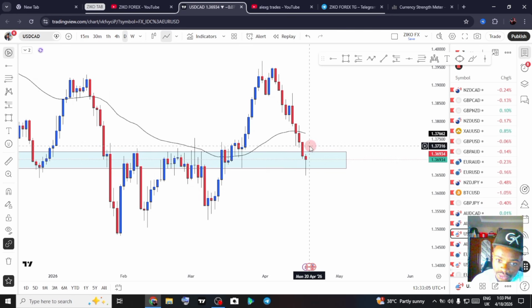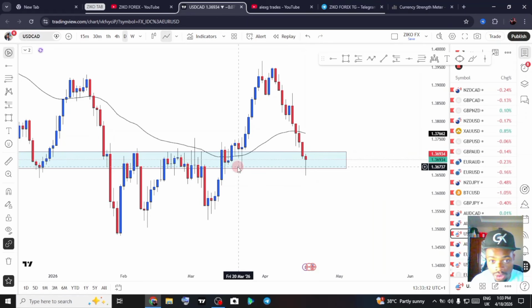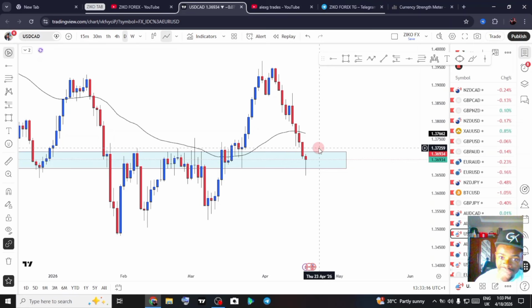So last week, the last day was actually on Friday. It had a clear rejection from this area. That's one observation. But the EMA is still above, holding price at resistance, which is telling me that this might actually be a trap, right? Kind of a trap.